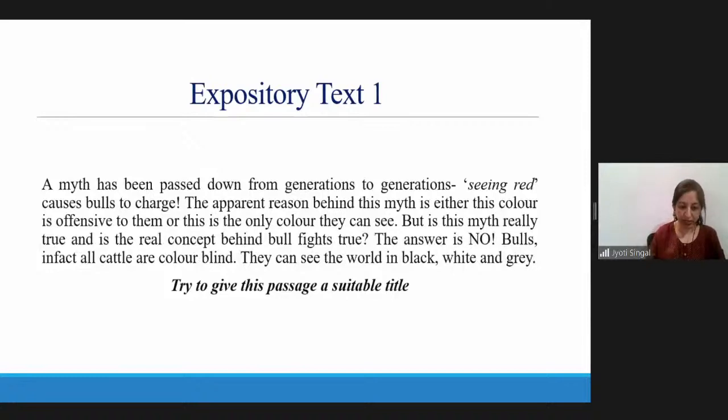Now I want you to read it, obviously. And if you can see a small task given in the italics below the passage, try to give this passage a suitable title. It's a very small 5-line passage, but it's very interesting. So please read it and give it a suitable title.